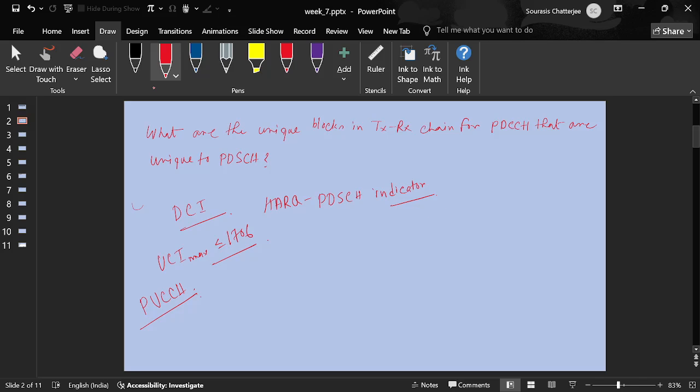Okay, and that is unique from PDCCH, right? Because there is no need for segmentation there. My maximum bit length is 140, so I am good enough with a single block. But in PUCCH I need segmentation here.